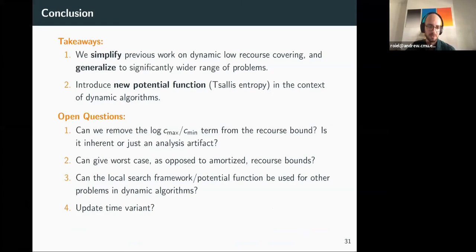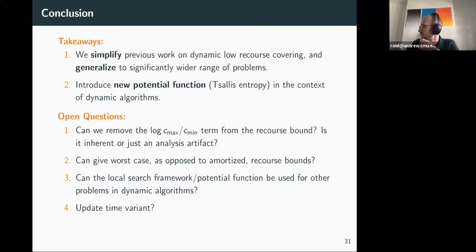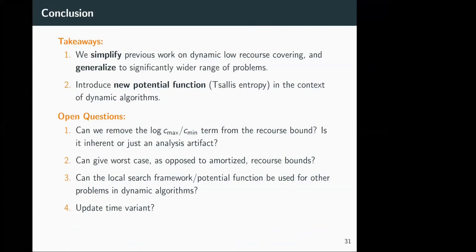Any more questions? Actually, quick question. Suppose that you had this analysis for this potential function, like the entropy or the Tsallis entropy. Does this analysis tighten at all if you're only given insertions, if you're in the insertion-only world, as in the first paper you had? So you're allowed to make some changes now, but you only have insertions.